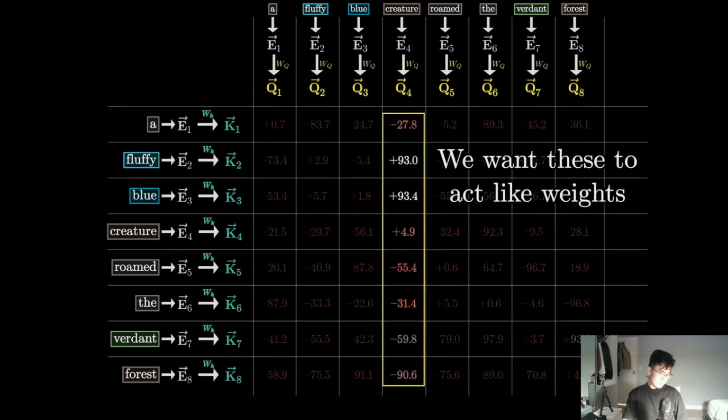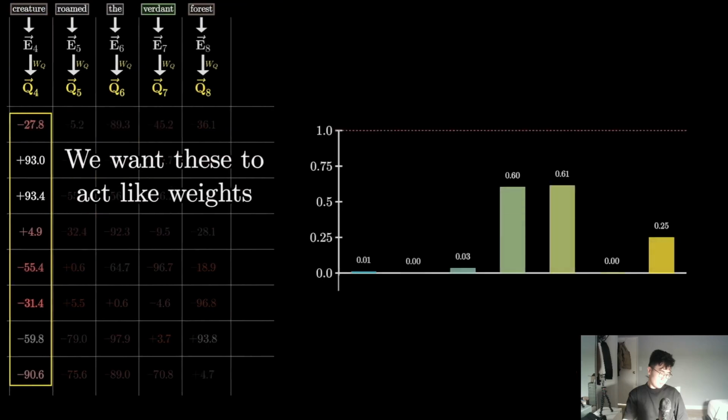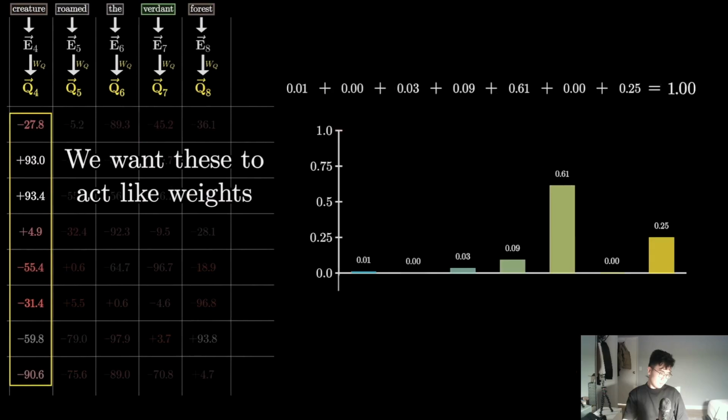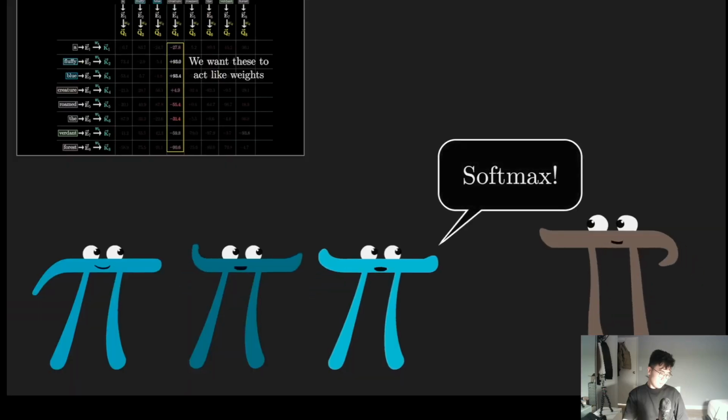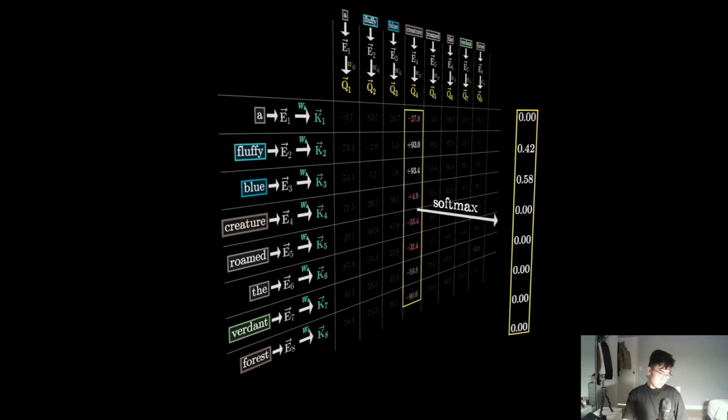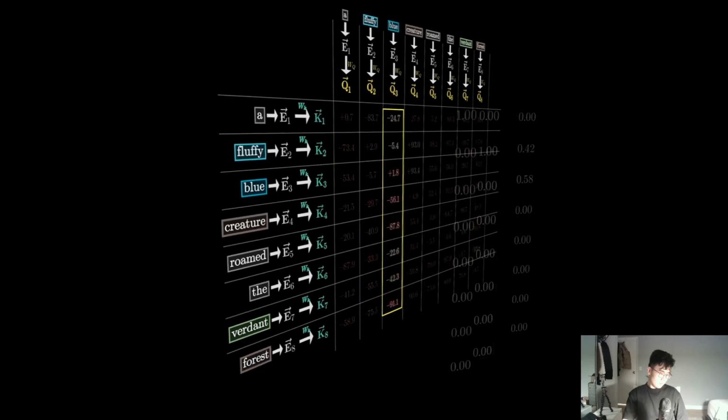So instead of having values range from negative infinity to infinity, what we want is for the numbers in these columns to be between 0 and 1, and for each column to add up to 1, as if they were a probability distribution. If you're coming in from the last chapter, you know what we need to do then. We compute a softmax along each one of these columns to normalize the values.